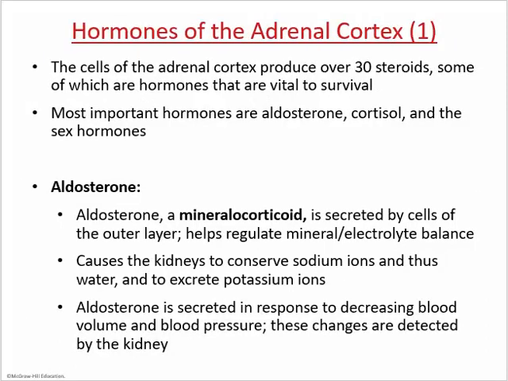The cortex produces the corticosteroids. Now there's over 30 of them, but they're all grouped into one of 3 things. So there are the mineralocorticoids, aldosterone being the most important one. And what they do is they control the electrolyte balances.